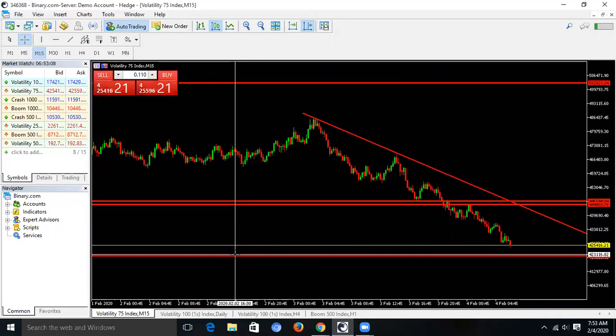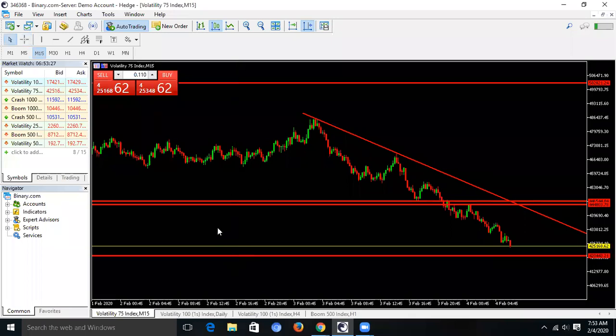All right, if you are taking it down, write it down. It's 42111. That is 42116.82. Now let's put our stop loss.